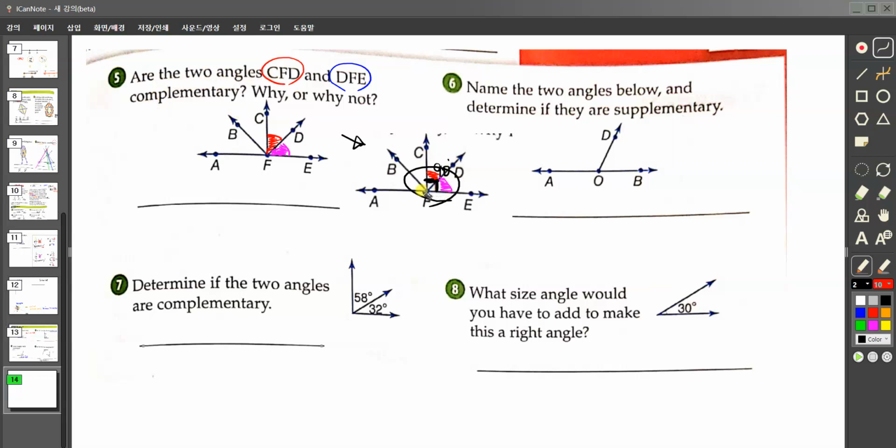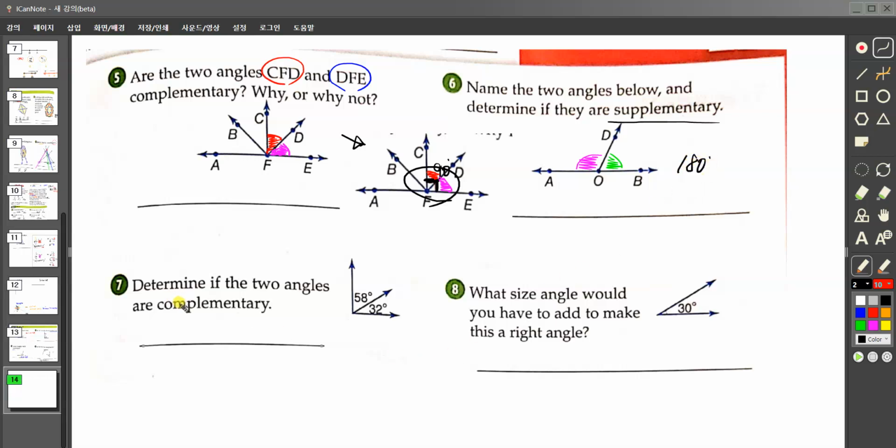These are complementary. Now name the two angles below and determine if they are supplementary. Can you name the two angles? The pink one is AOD, right? And the green one is BOD, right? These are supplementary, because they make 180 degrees, right? Yes, exactly.